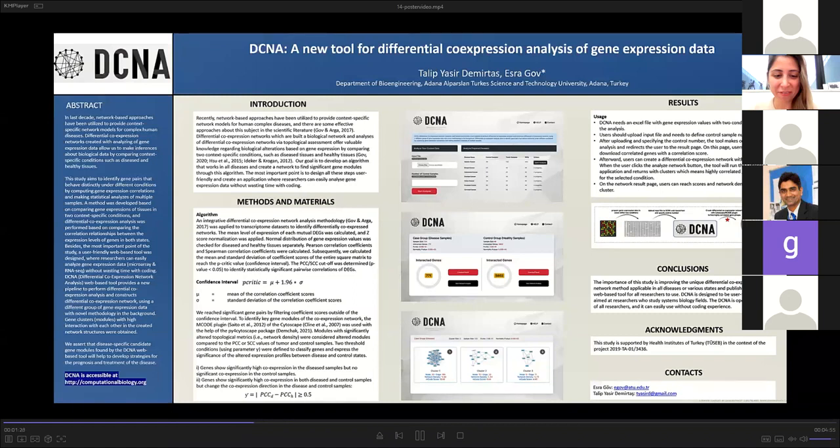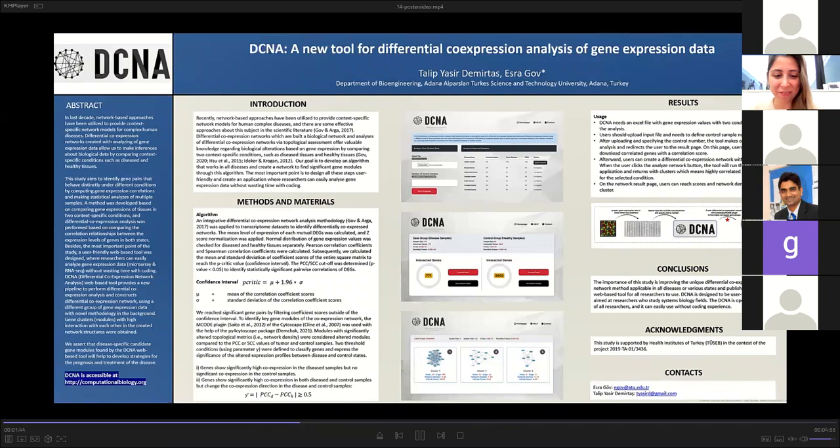Finding gene correlations in human disease is important for different group studies. Some of these studies are finding diagnostic or prognostic biomarkers, classification of disease and disease stages, or monitoring response to treatment.